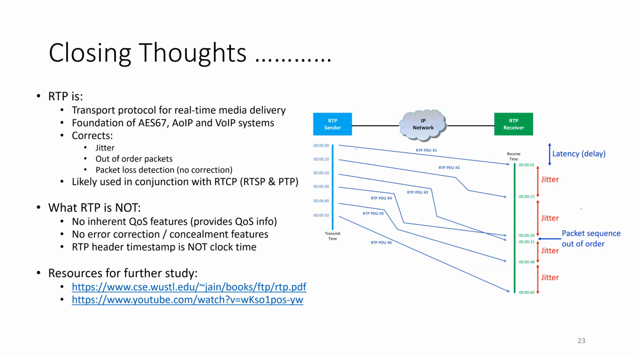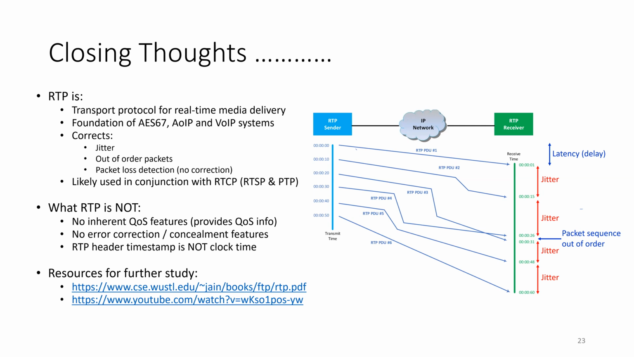RTP, again, is a transport protocol for real-time media delivery. It is a foundation of our well-known audio over IP systems that are in use today. What it does, it corrects for jitter. It does not correct out of order packets, it recognizes them, okay? And through buffering, allows the application to correct that.